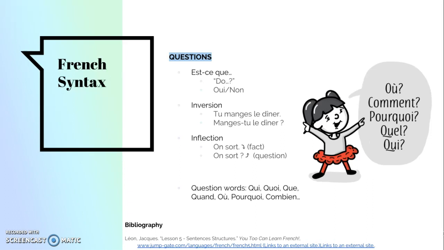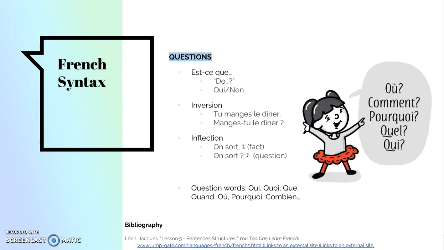Another way to form a question is through inversion. Notice how in this sentence, tu manges le dîner, you eat the dinner. You can turn that into a question, are you eating dinner, by saying manges-tu le dîner? So the subject and the verb invert when you form a question in this form.